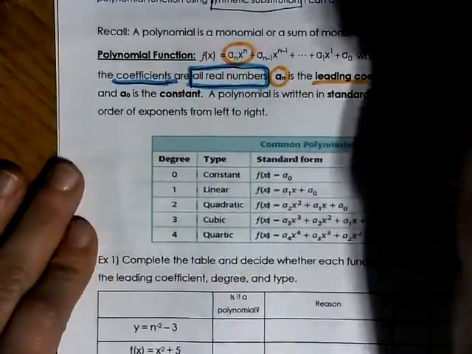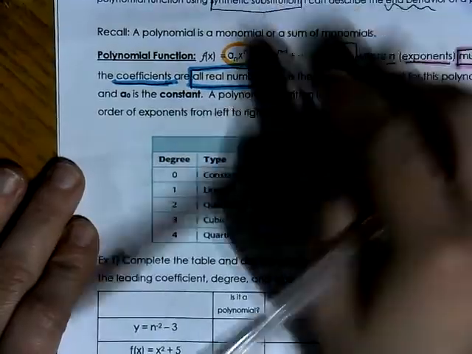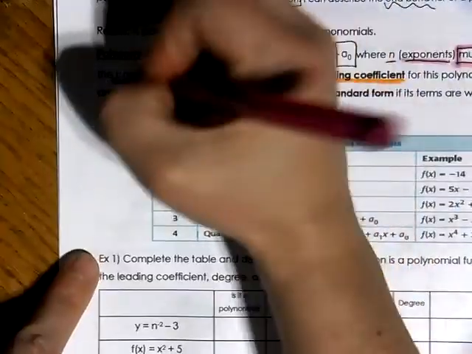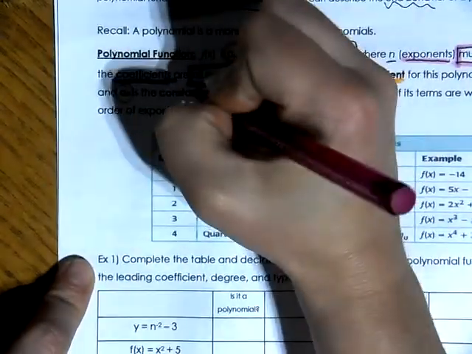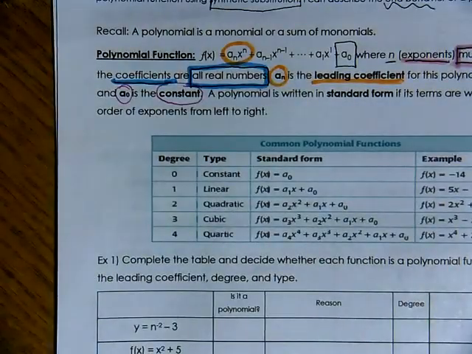A sub 0, which is what we are adding at the very end, whatever that value that has no variable next to it, that is considered the constant. A sub 0 is the constant of the function. So it's the number that has no variable next to it.